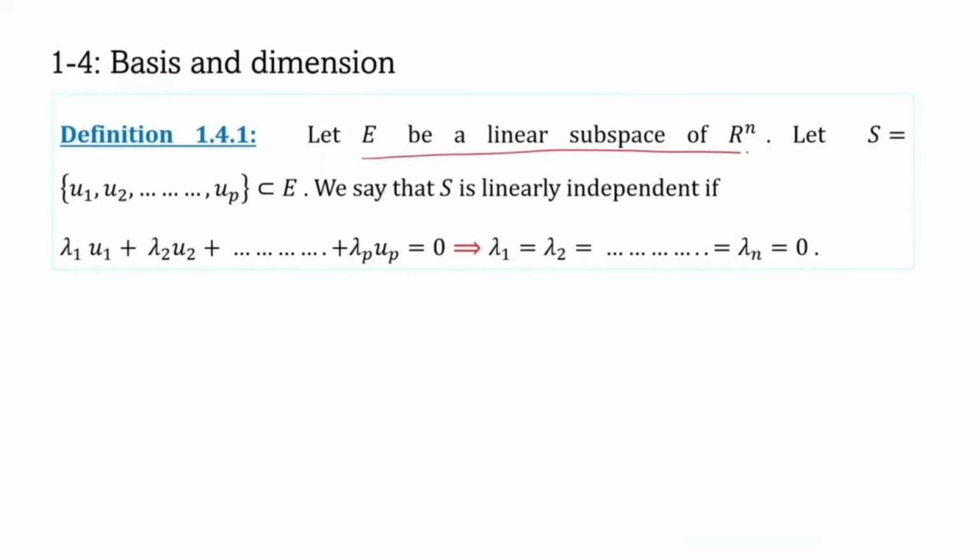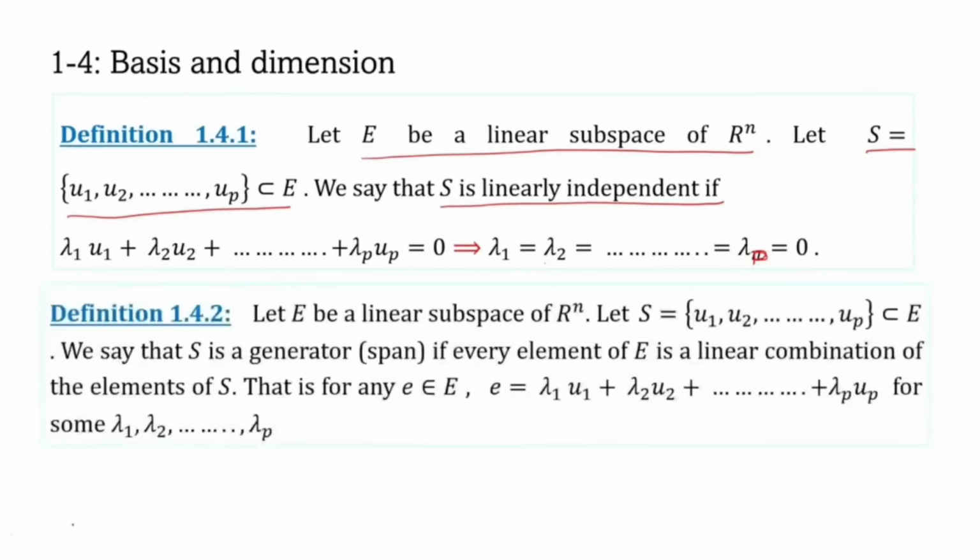So let E be a subspace of Rn, and S a set from the subspace E. We say that S is linearly independent if, when we take a linear combination of the vectors and set it to zero, all the scalars must be 0. If it is, then we say that the set S is linearly independent. If it is not, then it is linearly dependent, and it's not useful for our discussion of basis and dimension.